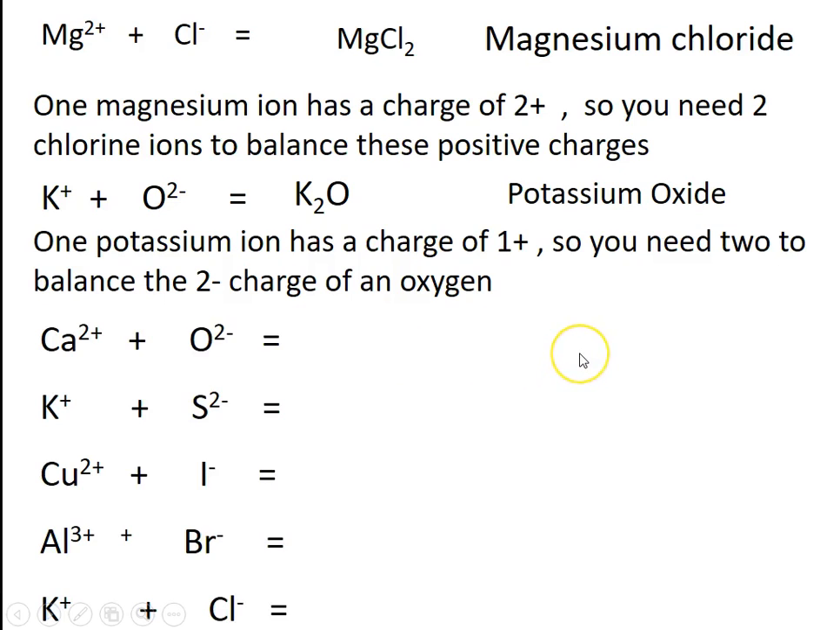Have a go at these, pause it, have a go. Okay, if this has got 2 positives and this has got 2 negatives, you just need 1 of each and it's balanced.